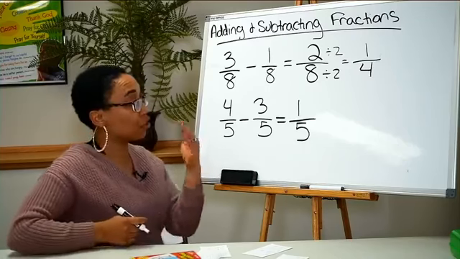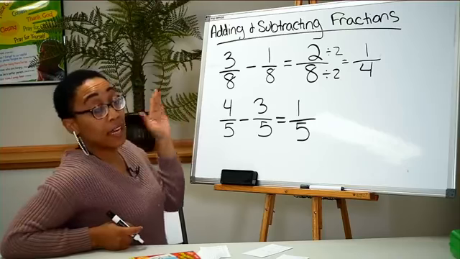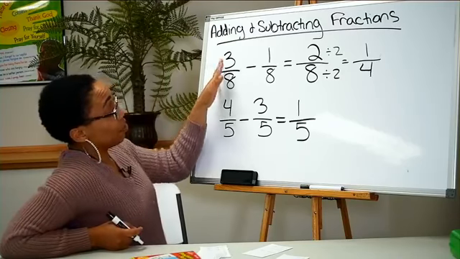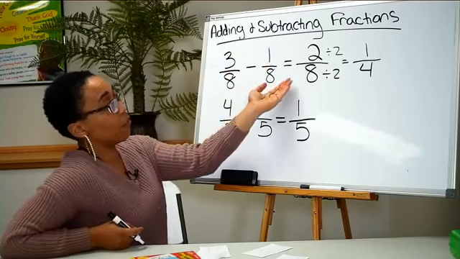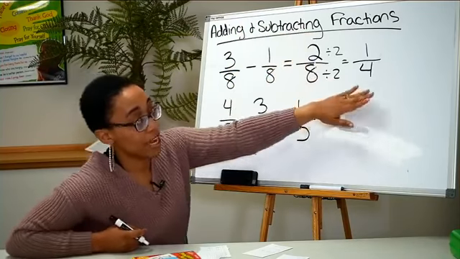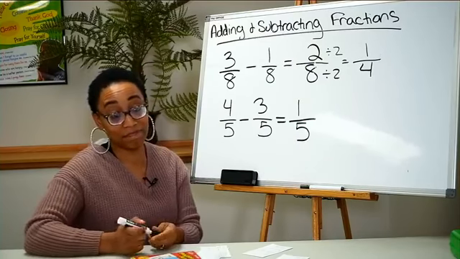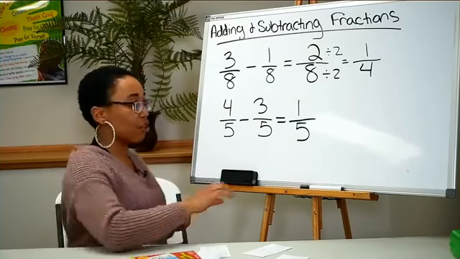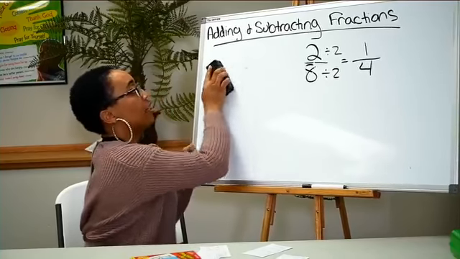Okay? So just to review, when you're subtracting fractions that have like denominators, you just subtract the numerators and bring the denominator over. If you need to reduce, go ahead and reduce that. When you can't reduce anymore, then you're done. All right? Now let's go to adding fractions with different denominators.